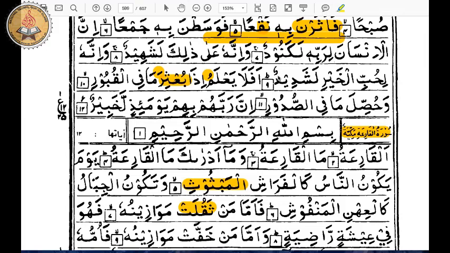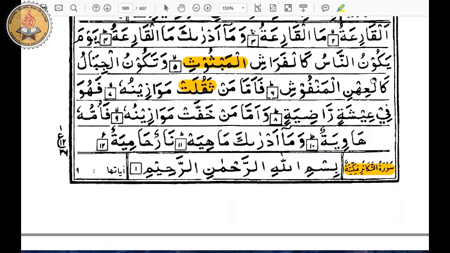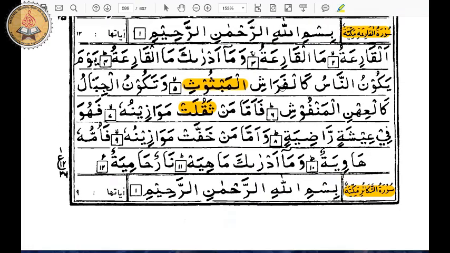Jazakillah N6102. Again, let's have another student. Okay, let's have A5104. Assalamualaikum, A5104. Walaikum salam. So can we please go to Surah Al-Qariyah, and can you just read this verse from here, please, from Yawma?